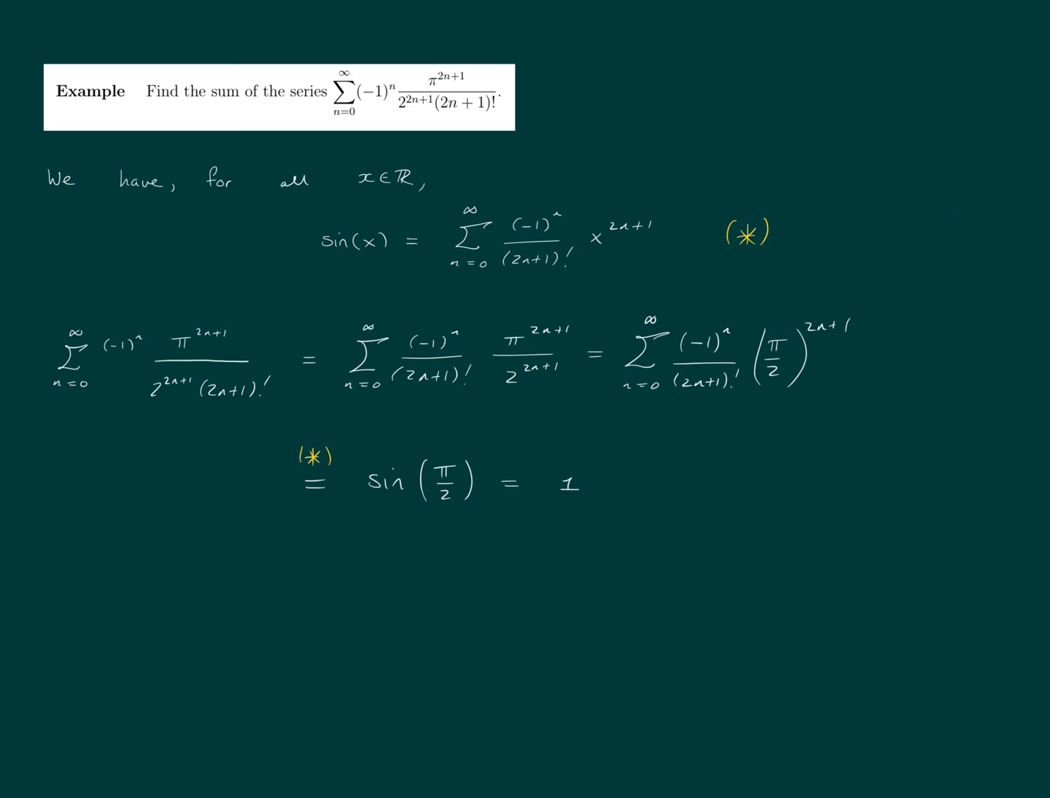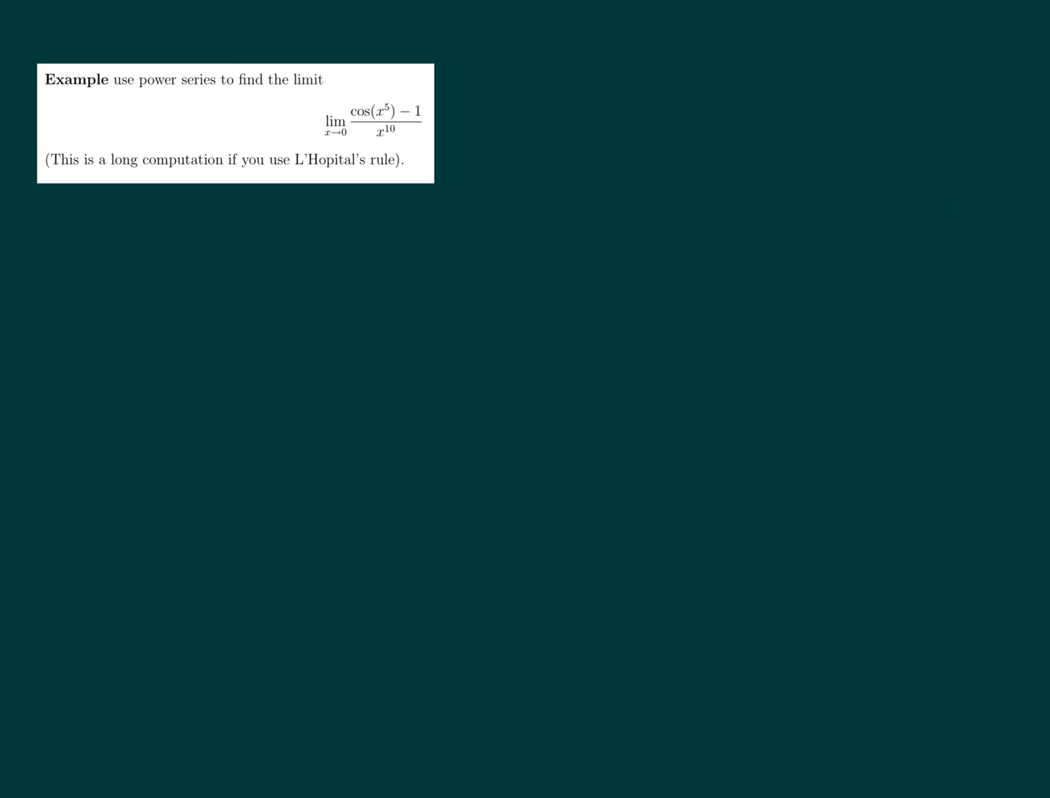Okay, so the next example asks us to use power series to find the limit of cosine x to the 5 minus 1 over x to the power of 10. Now, you may be tempted to use L'Hopital's rule, but you'll find that if you try to do this, you'll have to differentiate top and bottom 10 times, which would be very encumbersome. So let's try and use the tools we developed instead.